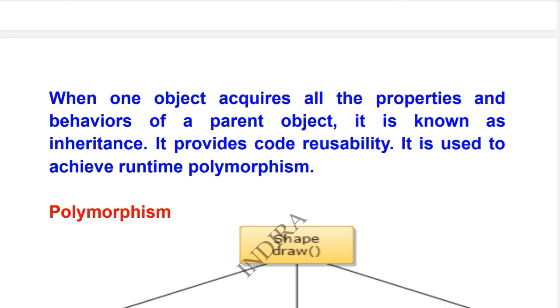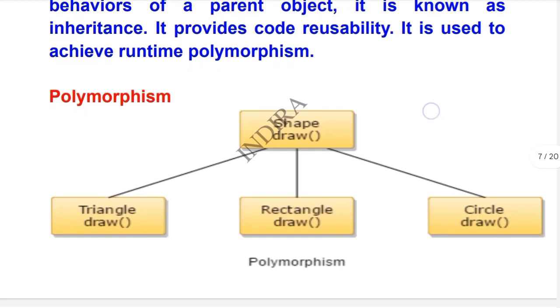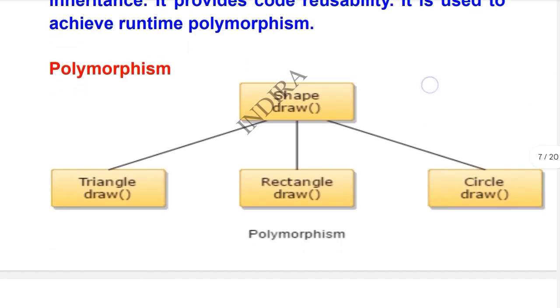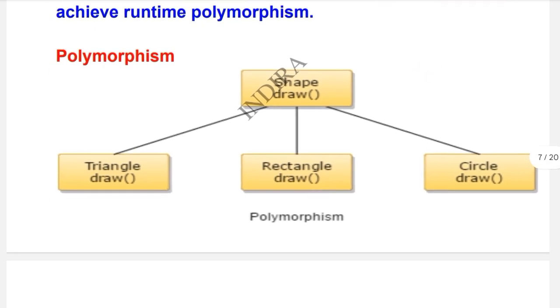The word itself, poly means many. So polymorphism means doing any task in multiple ways. Here, draw a shape, that means we can draw any shape. One member will draw a cube, another a cuboid, third a triangle, whatever it is, all these come under shapes only.